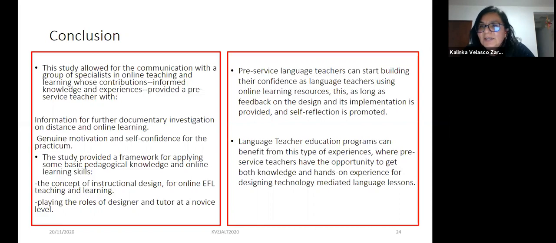Pre-service language teachers can start building their confidence as language teachers using online learning resources, as long as feedback on the design and its implementation is provided and self-reflection is promoted. Language teacher education programs can benefit from this type of experience, where pre-service teachers have the opportunity to get both knowledge and hands-on experience for designing technology-mediated language lessons.